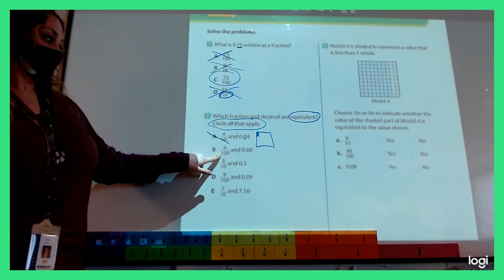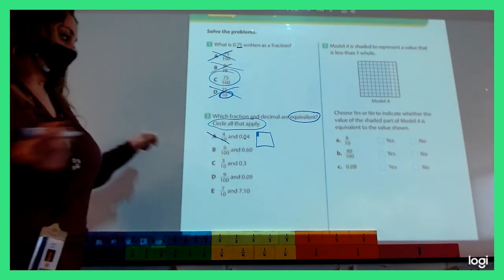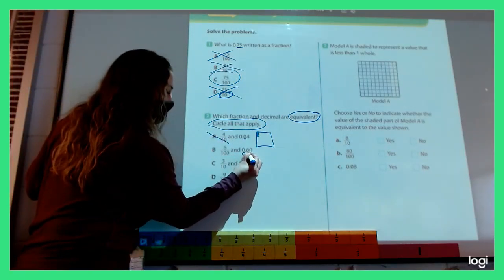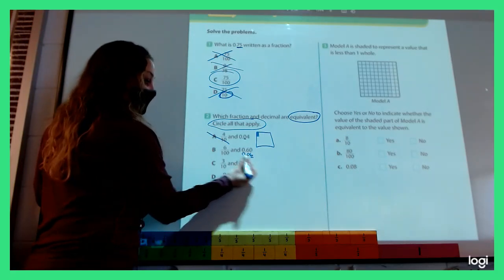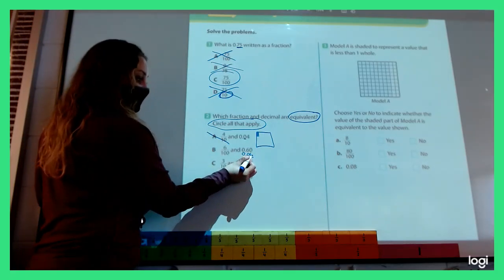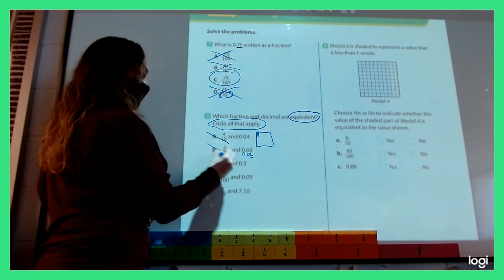Because it would have to be 0.06. You're right. To be hundredths, right? Because we don't even have anything in the tenths place, only the hundredths place. Okay, so it can't be that.